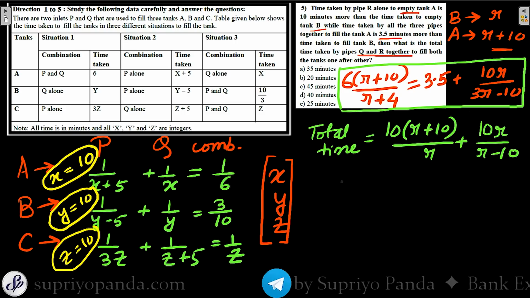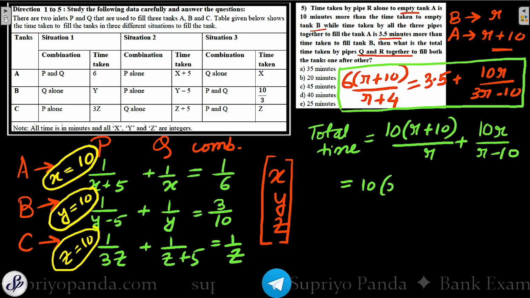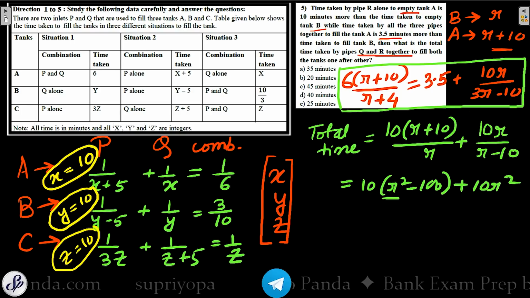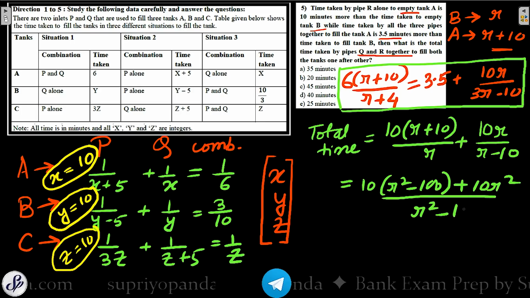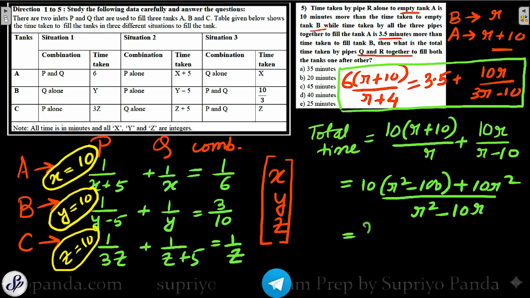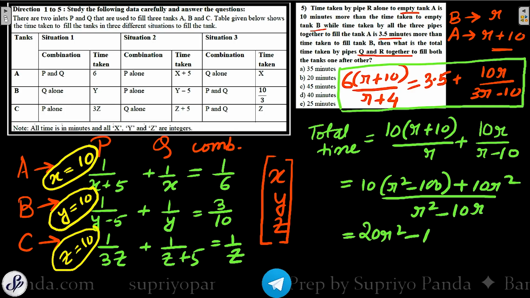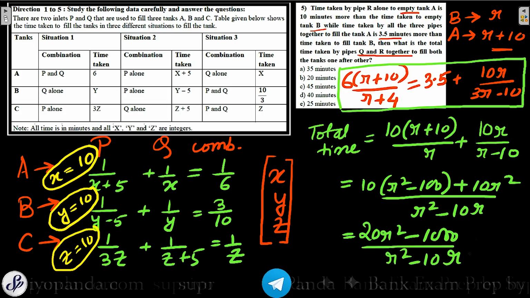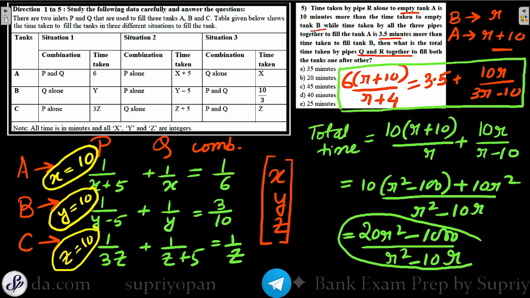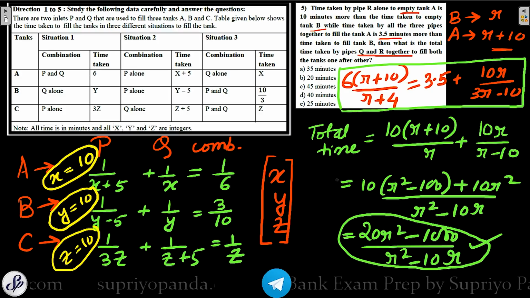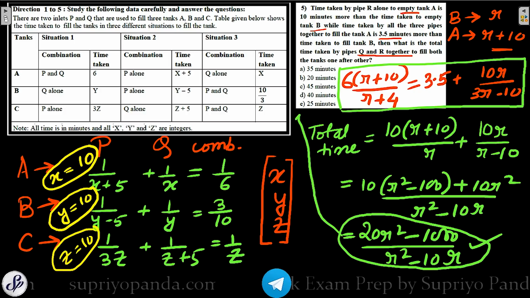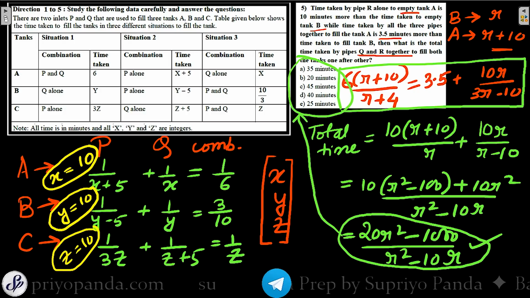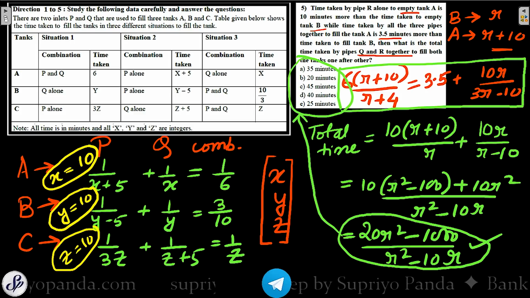Now simplifying this entire thing, you have to write 10r square minus 100 plus 10r square divided by r square minus 10r. So this brings us 20r square minus 1000 divided by r square minus 10r. So this is our final thing. If we can equate this with each of the options that have been given over here, then we can back calculate and find the solution. So let's just tidy this up a bit.